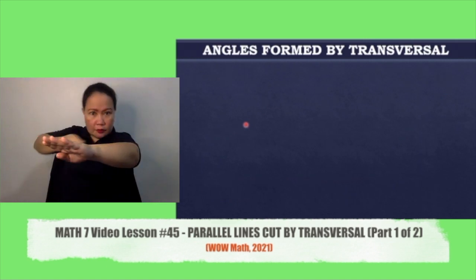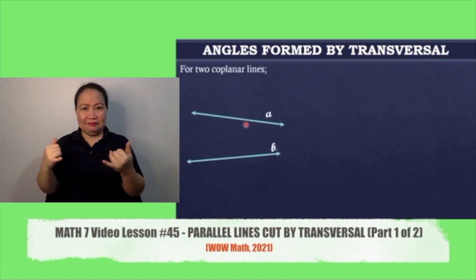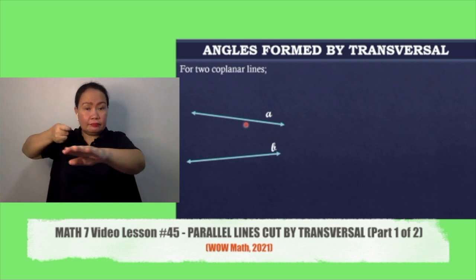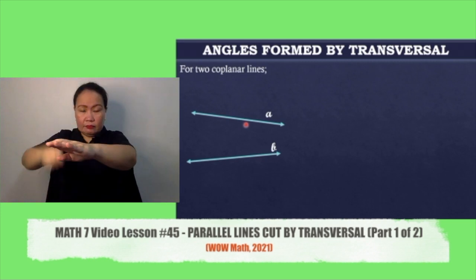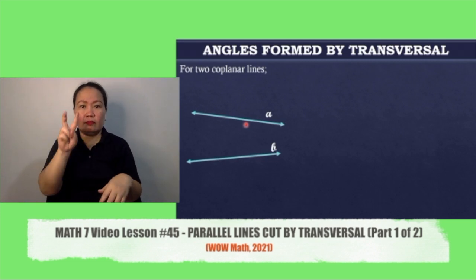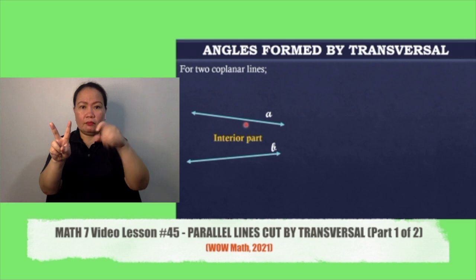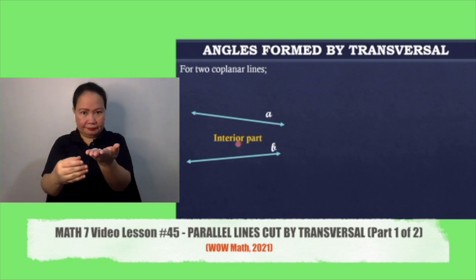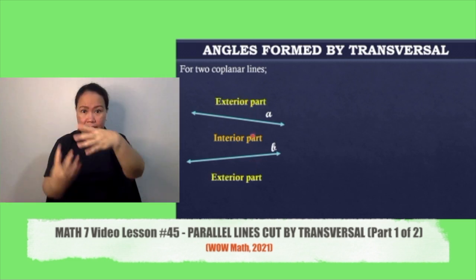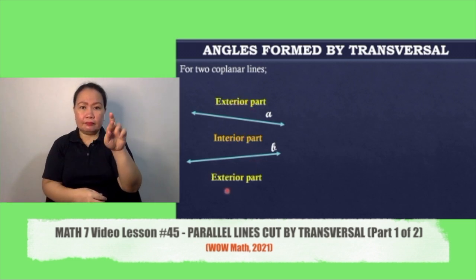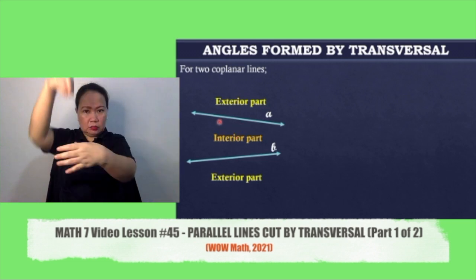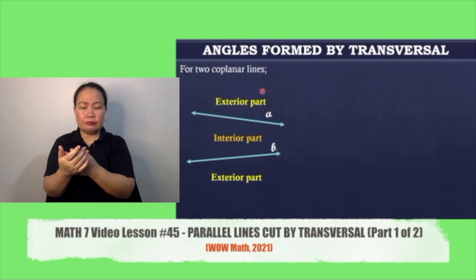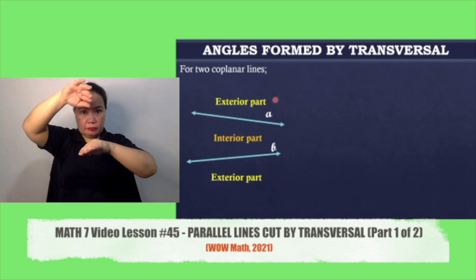So, recall po natin yung angles formed by transversal. So, pag meron po tayong two coplanar lines, so again, medyo mabilis ito kasi na-discuss na po ito sa previous tutorial. Okay? So, tatandaan na kapag meron po tayong two coplanar lines, ito yung interior. Okay? Ito yung exterior. So, yung nasa gitna ng dalawang coplanar lines mo, yun ang interior part natin. And then yung nasa magkabilang gilid niya, those are the exterior parts.